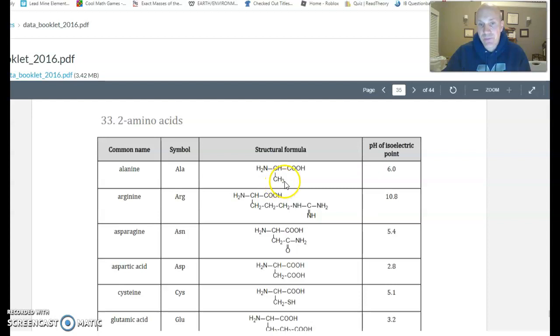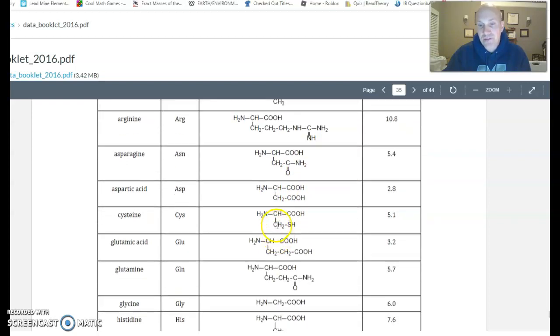For example, alanine, the R group is a simple methyl group. That would be considered a nonpolar R group. But the R group in arginine has these carbon-nitrogen bonds, so there's more polarity there. Asparagine is going to be considerably more polar. It has this carbonyl group and these nitrogen-hydrogen bonds. Depending on the side group, for example, cysteine, that's going to have a nonpolar R group. That R group is either going to be polar or nonpolar.